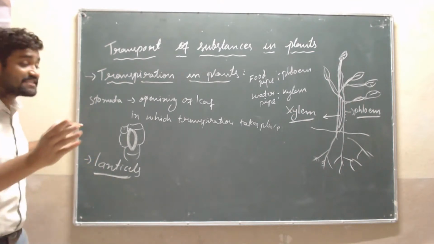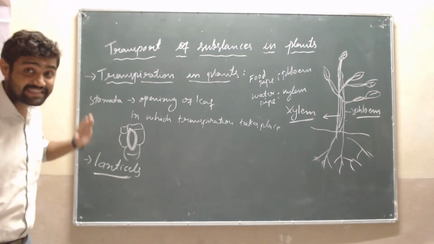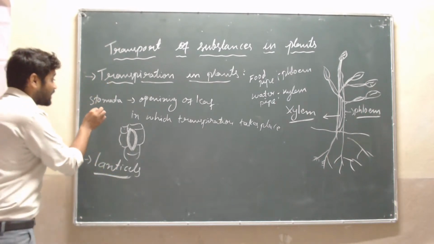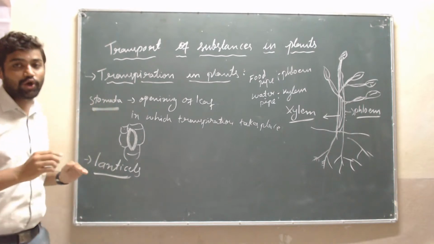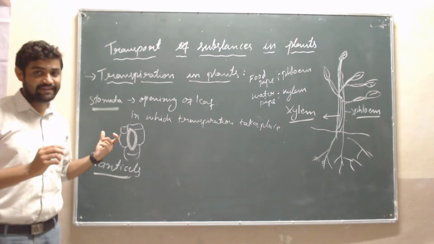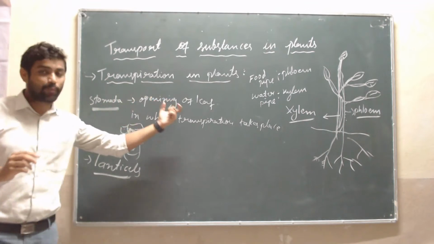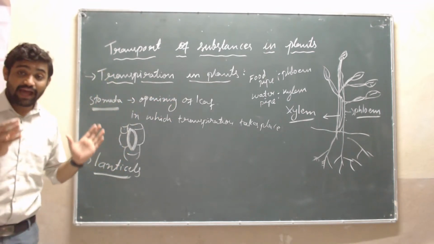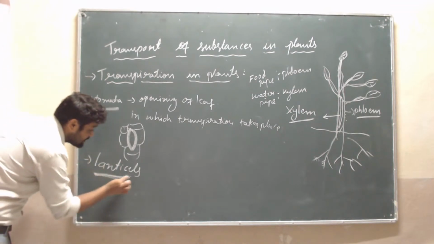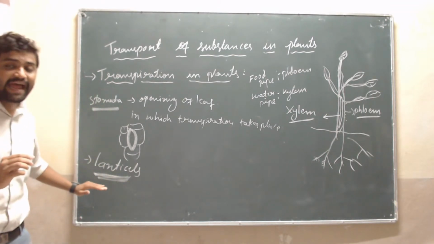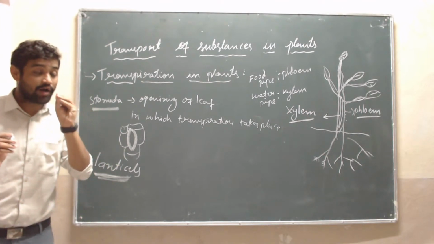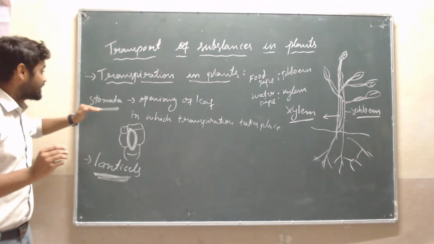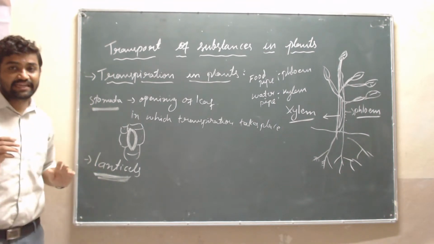Transpiration takes place in the leaves as well as stems. In the leaves it takes place through a particular part called stomata, the openings of leaves. Transpiration also takes place in the stems, and the particular name there is lenticels, the small pores present on the stem. Transpiration will take place in the stomata as well as lenticels.